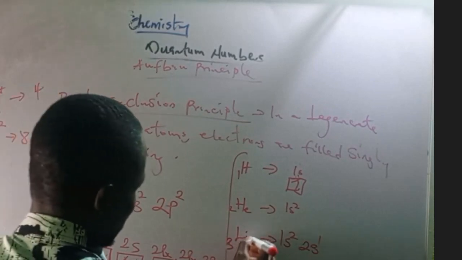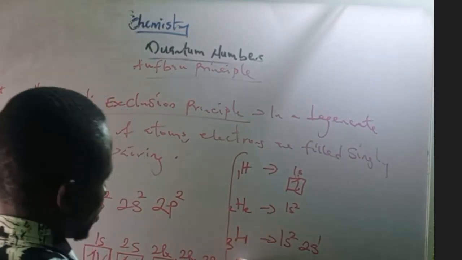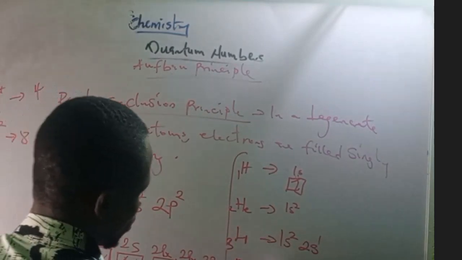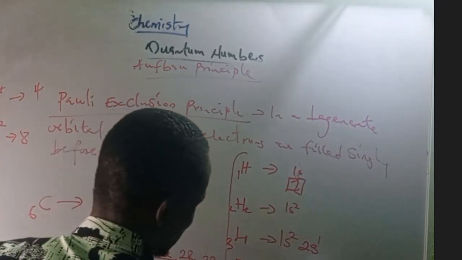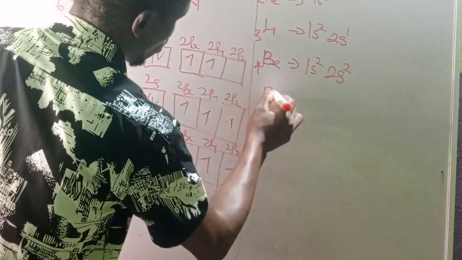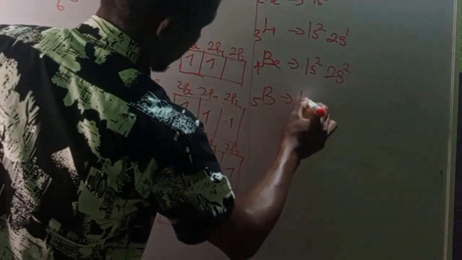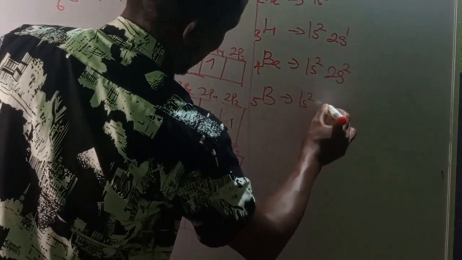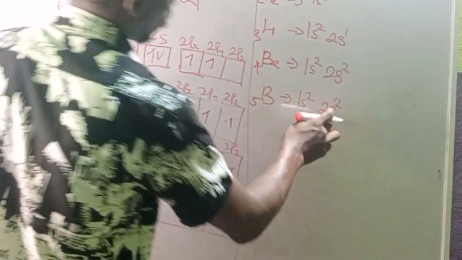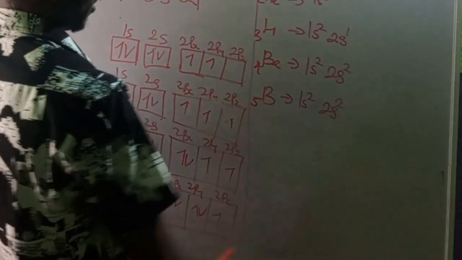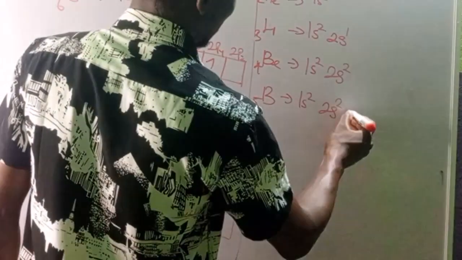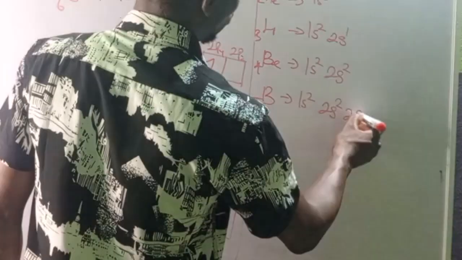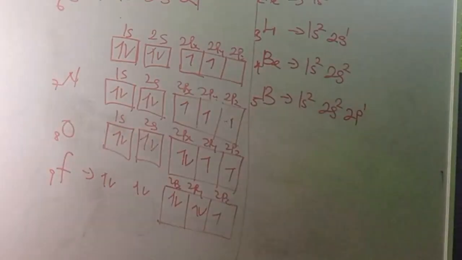If I have after the lithium, what's the next one? Beryllium is 4. If 2 electrons occupy this one, how many are remaining? 2 electrons are going to occupy the next one. If I have boron, which is 5, 1s2, 2 occupies here, what is going to occupy here? 2 electrons will only occupy the s orbital. After that, what is remaining to make it 5? 1. Then you go to the next orbital, which is 2p. It's going to be 1.